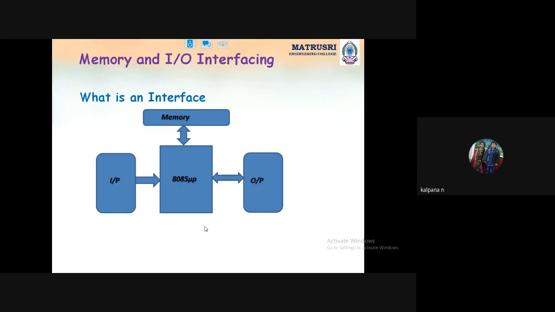Interfacing means what? Am I audible to all? Give response. Yes, ma'am. So interfacing means what?